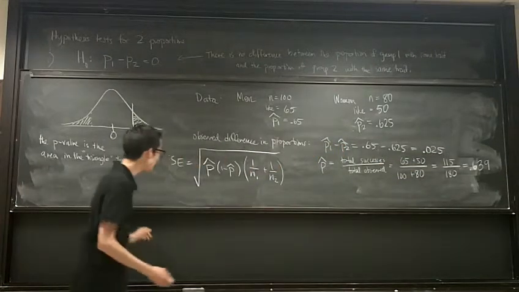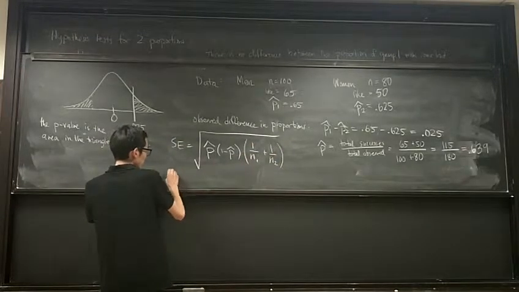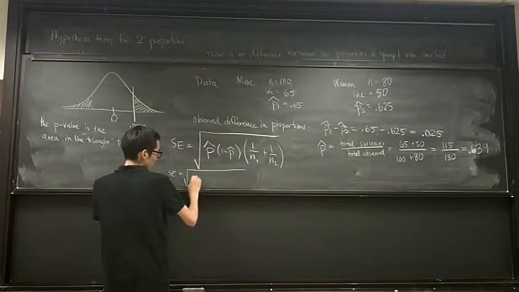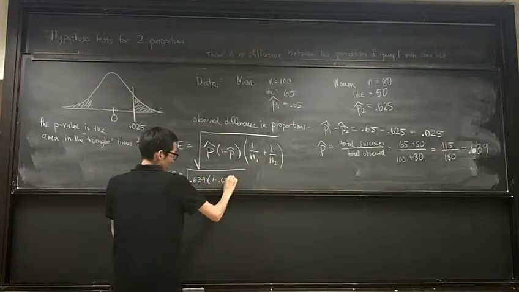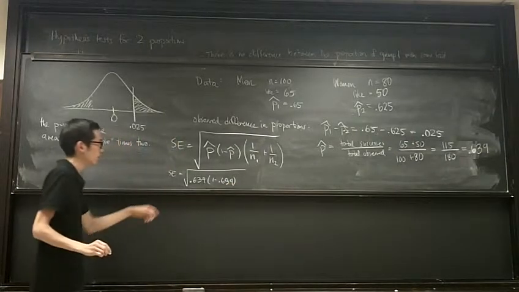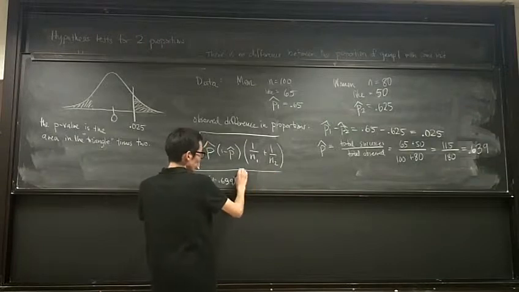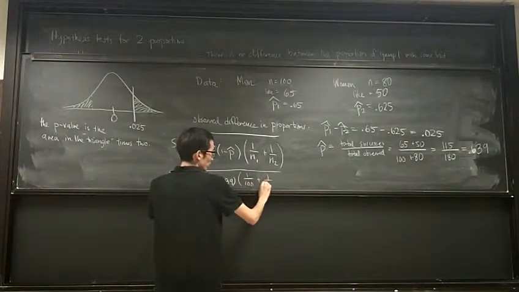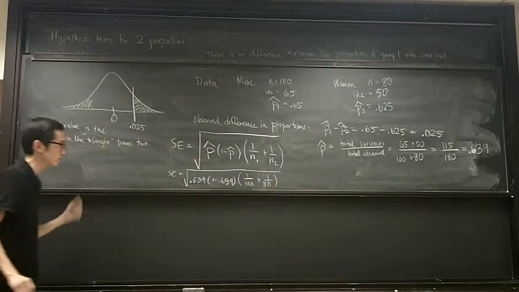Alright, so my standard error, overall, I have to plug this thing in, and this is just a big mess, and there's nothing we can do about it. Is it a new formula, the standard error? Yeah, it's a new formula. So p hat times 1 minus p hat, times 1 over n1, which is 1 over 100, plus 1 over n2, which is 1 over 80. Is that what it looks like in the calculator? You have to put more brackets.